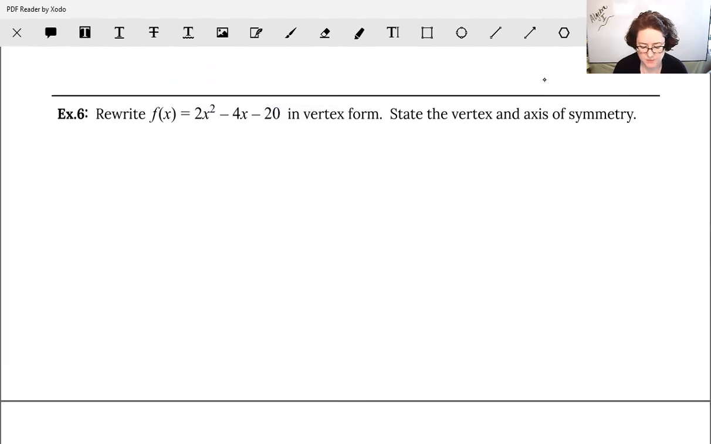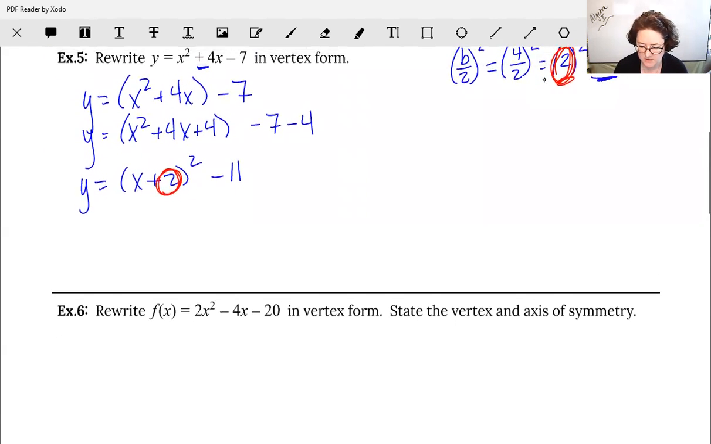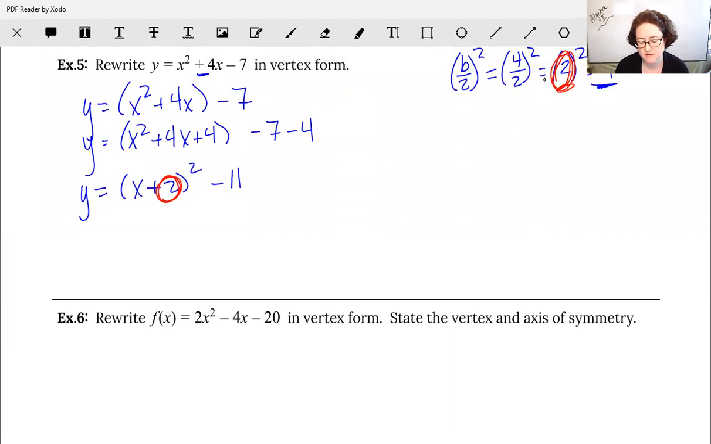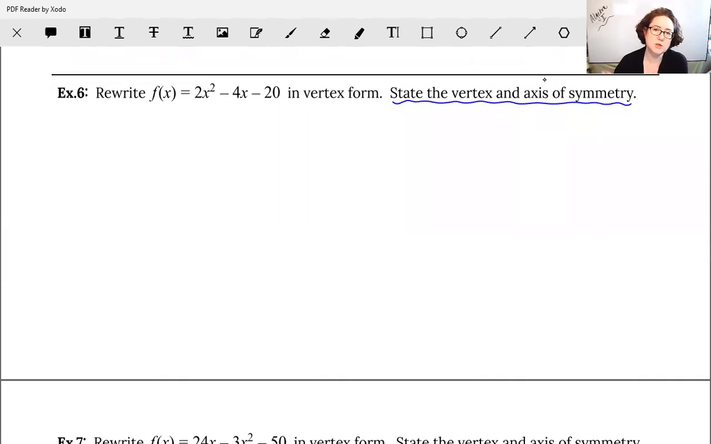Okay, example 6, rewrite f of x equals 2x squared minus 4x minus 20 in vertex form. This one has an extra piece of info. Like all the rest of them were just state in vertex form. This one says now state the vertex and axis of symmetry. And again, the whole point of these kinds of problems is if I can take this equation and turn it into my vertex or transformational form, I can actually just read off the vertex and figure out what the axis of symmetry is without even touching the graph.